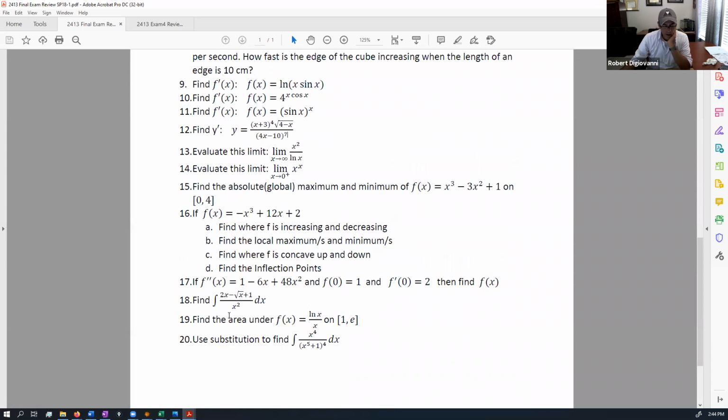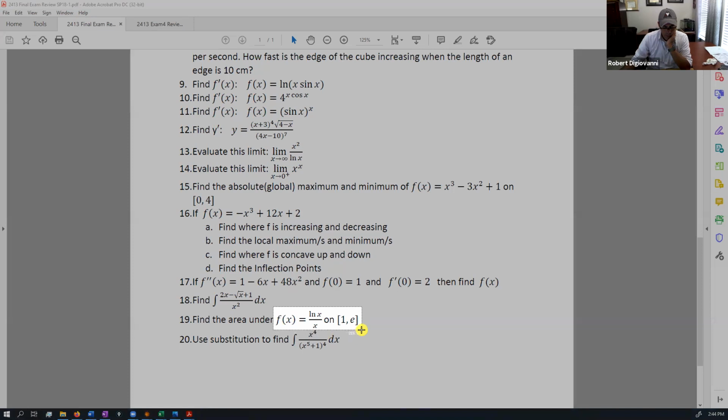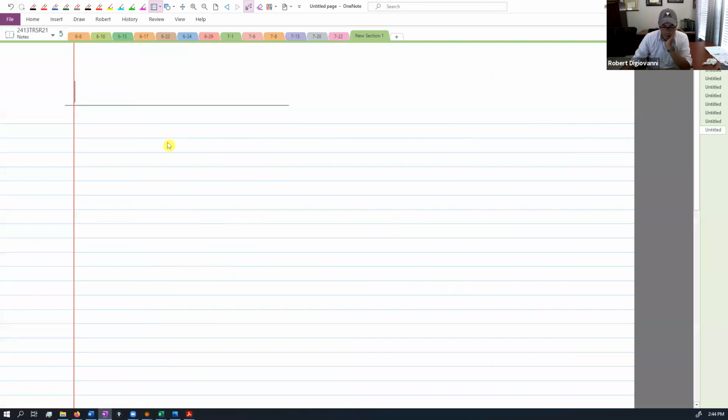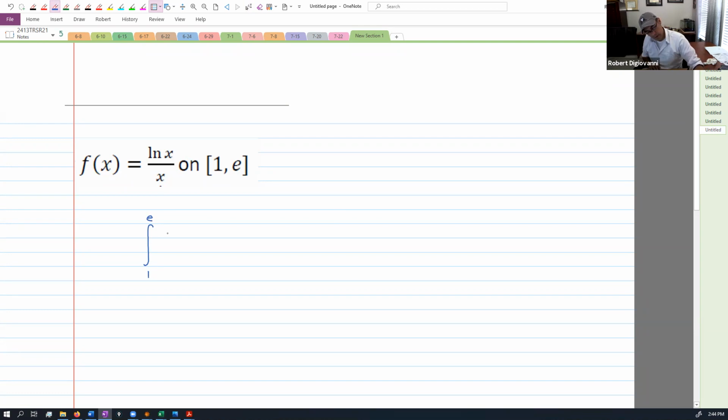So look at number 19, find the area under this curve. That's from today. It says find the area under that curve on that interval. So that means we want to set up a definite integral from 1 to e of natural log x over x dx.